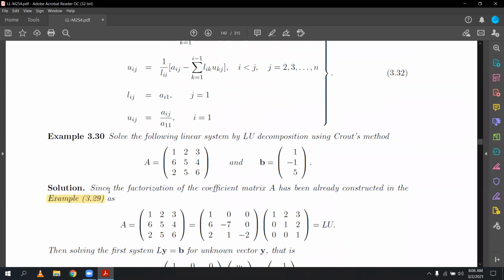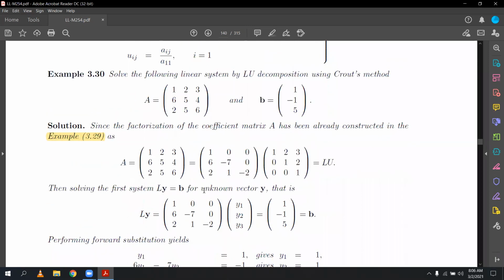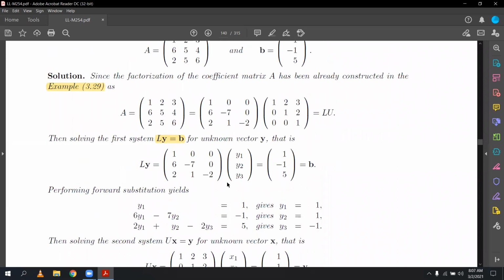We already calculated the elements in the previous example, example number 3.29. So this is what we have. Now we find the solution. The second step is Ly equal to B. L is given here, B is given by the teacher. You have to use this formula, and then you have this one.